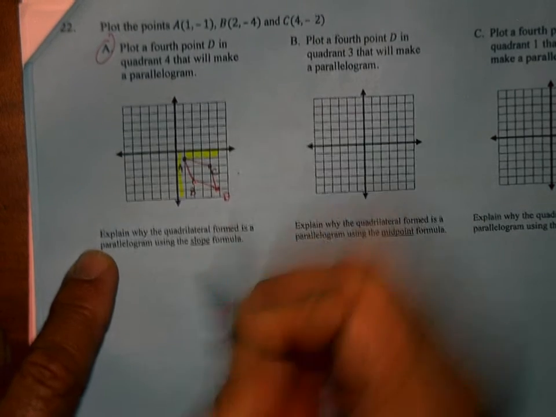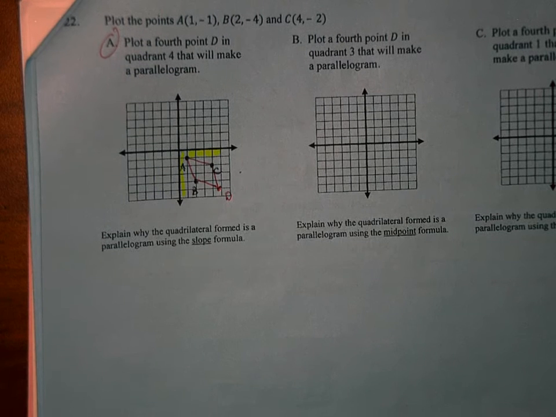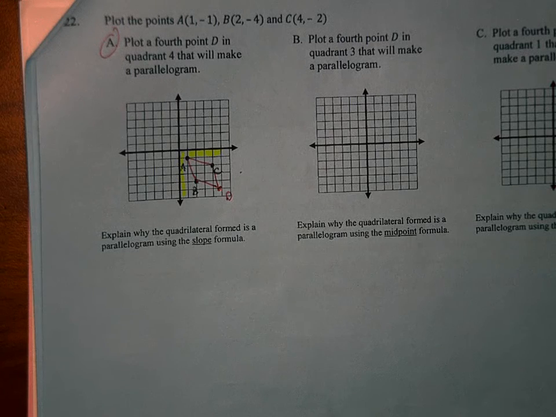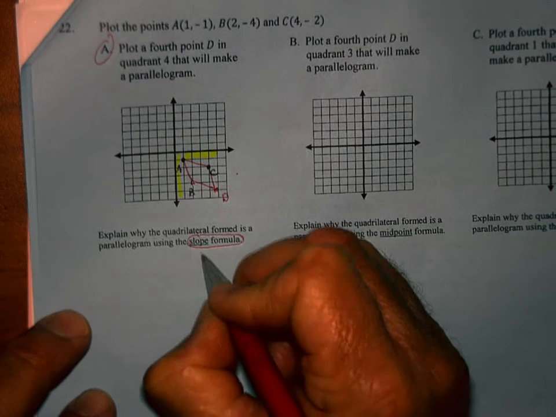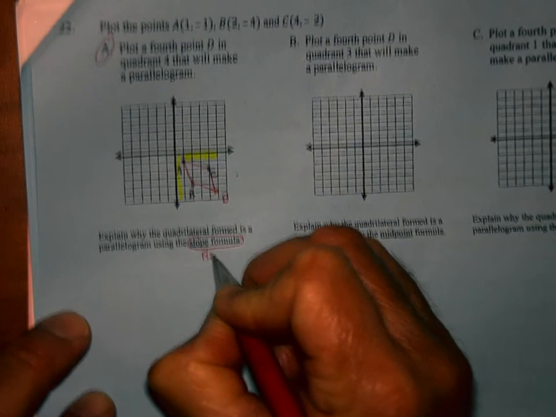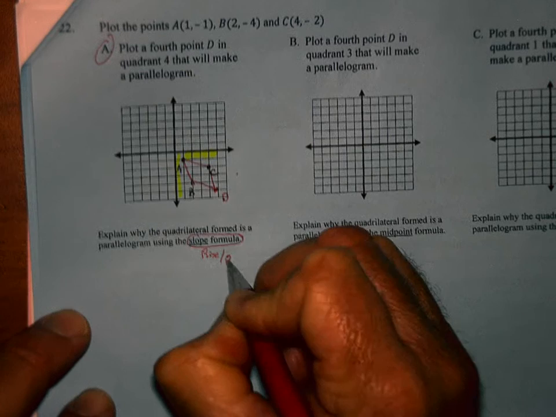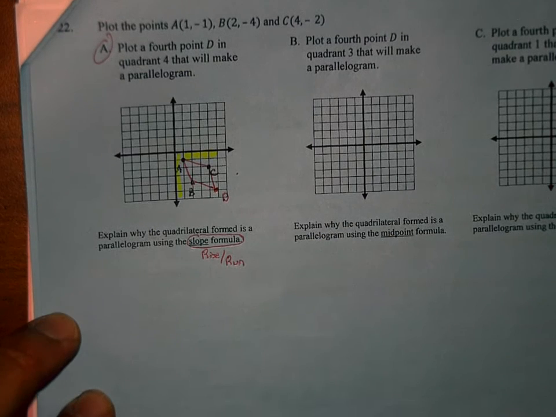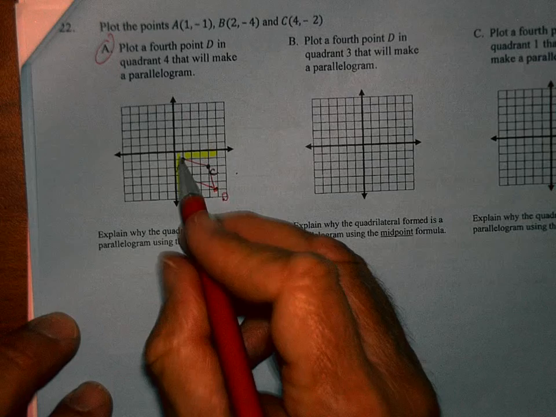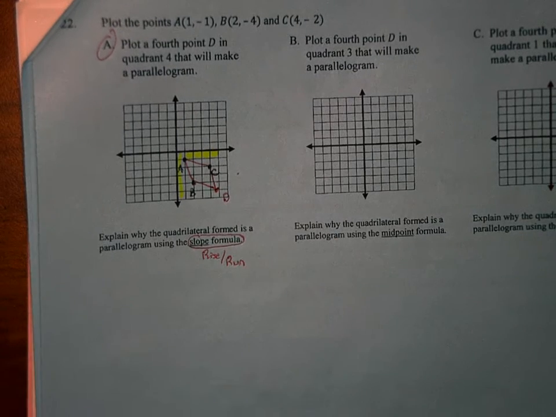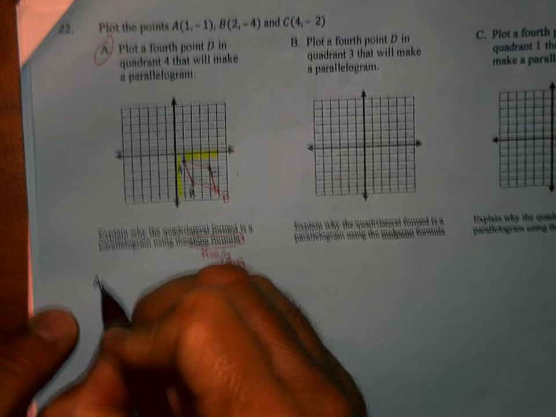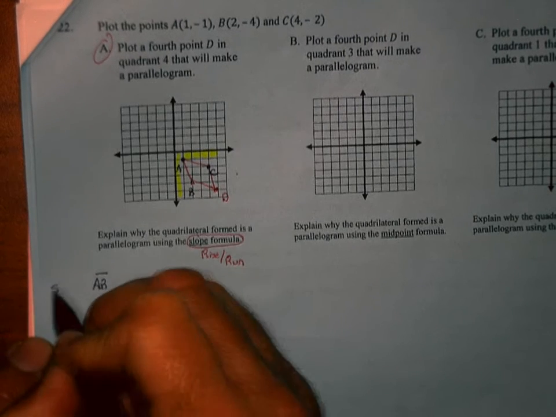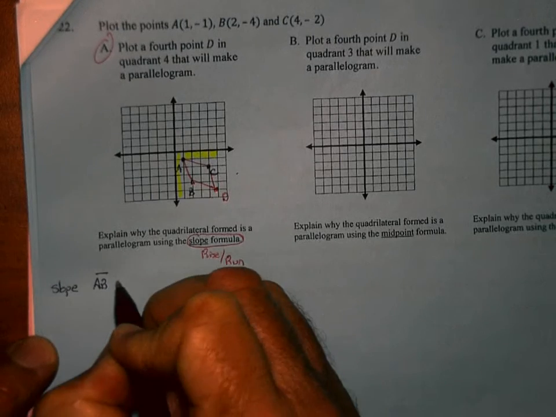Then we go down to the bottom here, and the instructions say, explain why the quadrilateral formed is a parallelogram using the slope formula. Now, it said slope formula. I really don't care if you use the slope formula or if you just use the counting method of counting rise over run. I'm going to use rise over run, and we're going to find the slope of all 4 sides of this shape. First, let's find the slope of side AB.